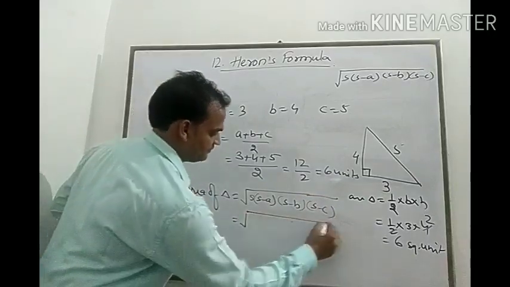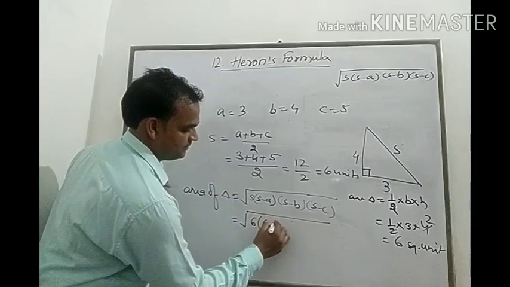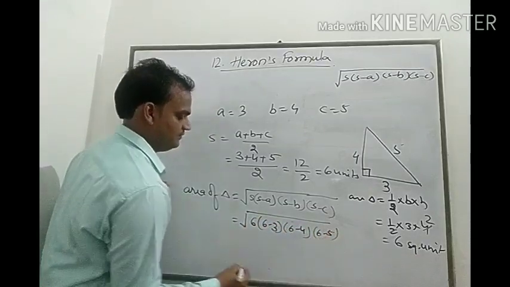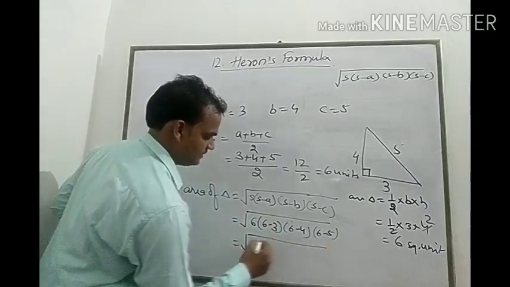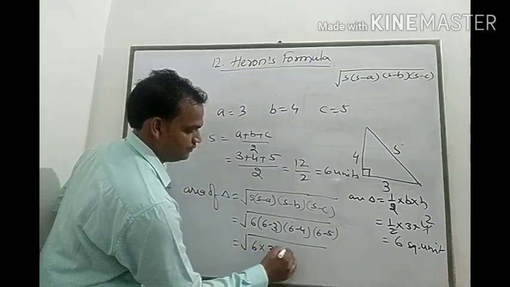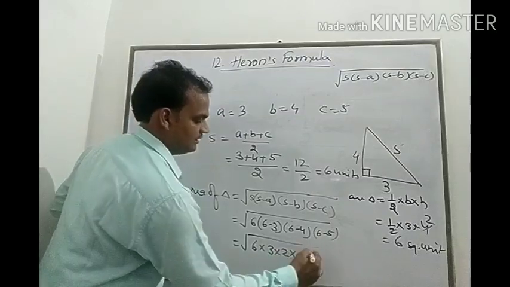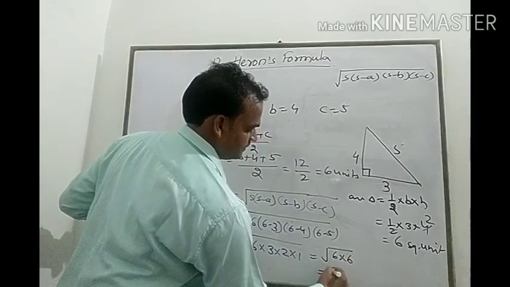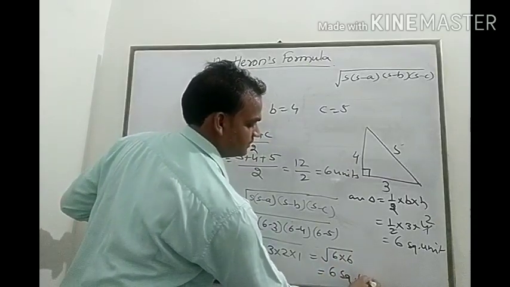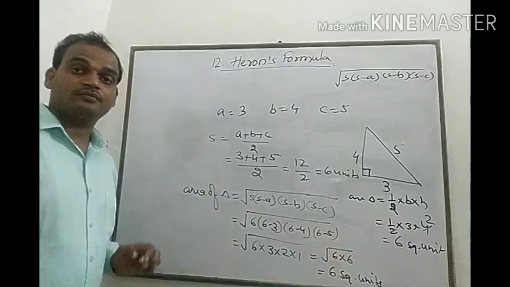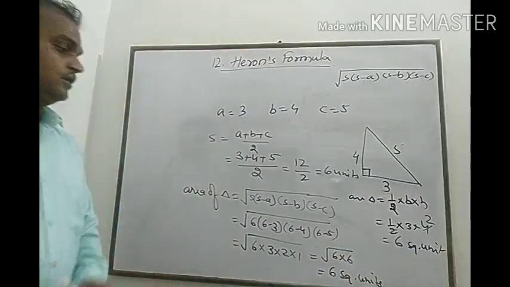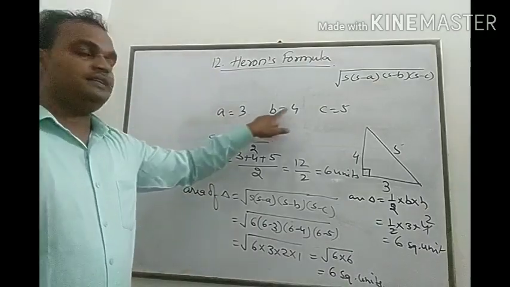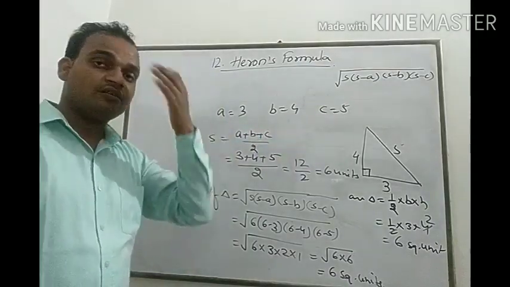Now 6 minus 3, 6 minus 4 and 6 minus 5. So this comes 6 into 3 into 2 into 1, and that becomes under root 6 into 6, and this is 6 square units. I think you got this. This is given, A, B, C, these are the sides of the triangle.